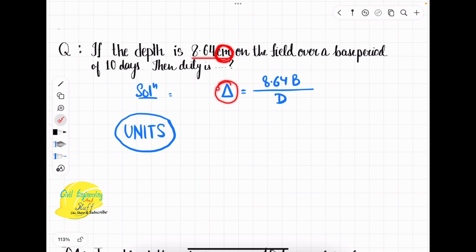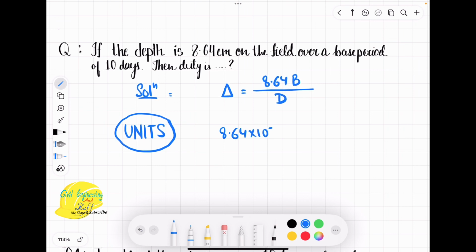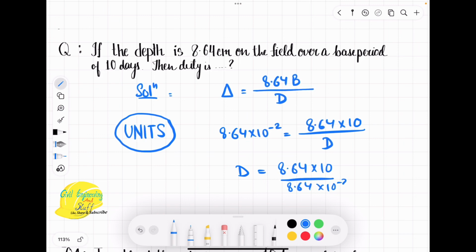And we have discussed that in this formula, the delta is in what unit? It is in meters. So we have to simply convert this centimeter into meters and everything is fine. So 8.64 into 10 to the power minus 2 is equal to 8.64 B by D. Give me the duty value. D will be 8.64 into 10 divided by 8.64 into 10 to the power minus 2. Alright, so we will have the duty equal to 1000.